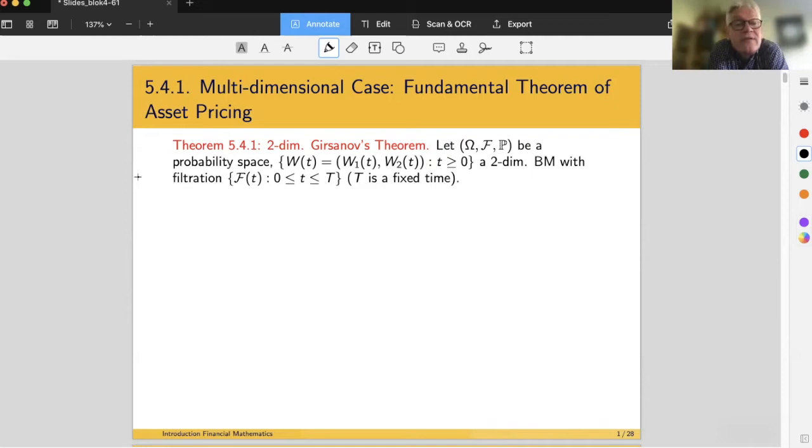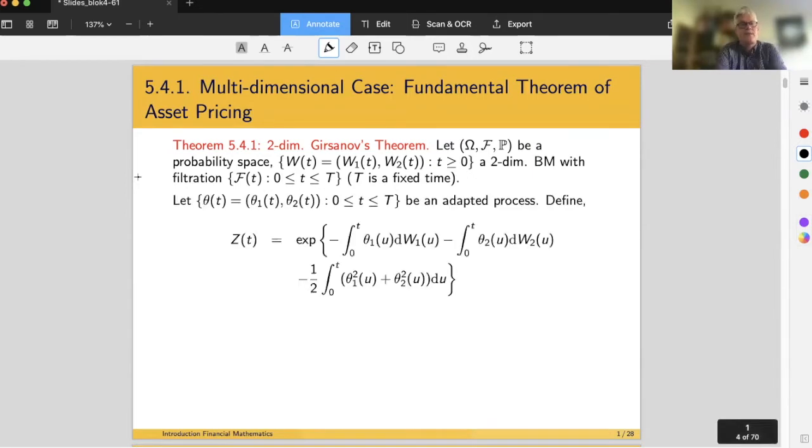And now we have W(t), which is a vector valued process, and it consists in the two-dimensional case of W1(t) and W2(t), t greater equal to 0. And that is now a two-dimensional Brownian motion with the filtration F(t), and little t is between 0 and capital T, where capital T is a fixed time. And we have an adapted process, theta, also vector valued, consisting of theta 1 and theta 2. And again, 0 less or equal to little t, less or equal to capital T. And that is the adapted process.